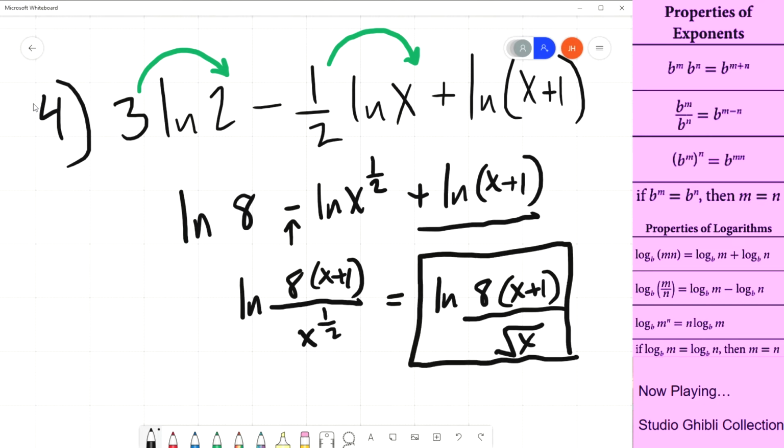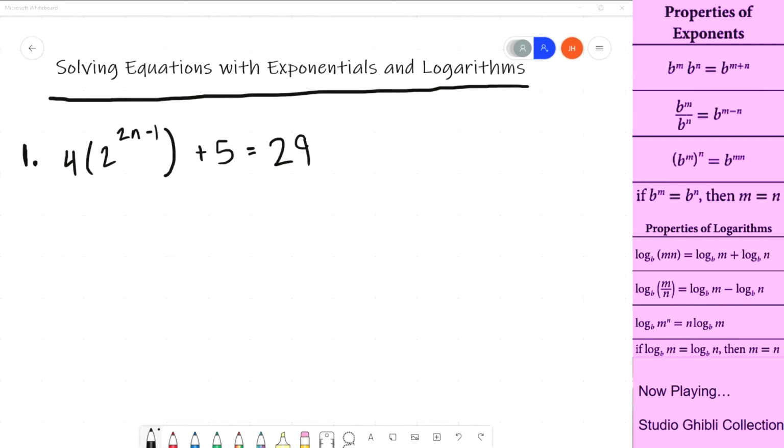Alrighty, so we've done a couple of these simplifying with the properties of logarithms. So now I want to show y'all why it is useful for us to be able to work with the properties of logs and exponentials in order to combine things. A big part of it is because it allows us to solve equations. So in this problem here, I'm going to be solving for n, the variable n right there. So if I want to solve for n, I need to work to get n on its own.